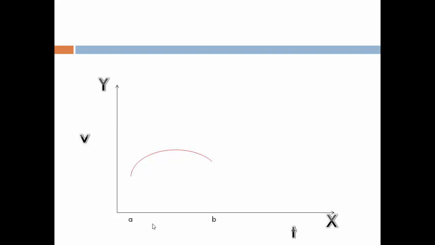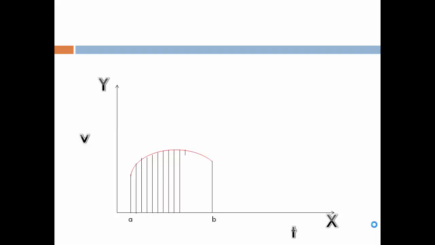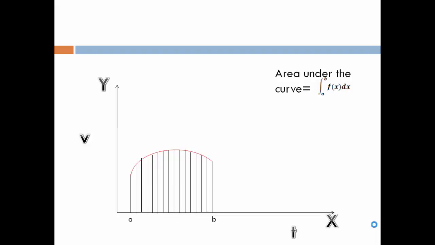To find the distance covered during this time, we need to find the area under the curve. That means this entire shaded area will give us the value of distance covered during the motion from A to B. So, area under the curve. Now for that we use definite integration denoted by integration of f(x) dx from A to B.